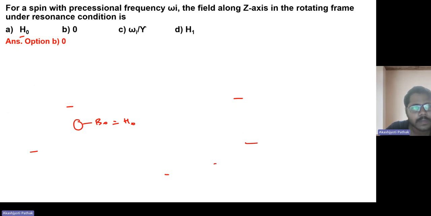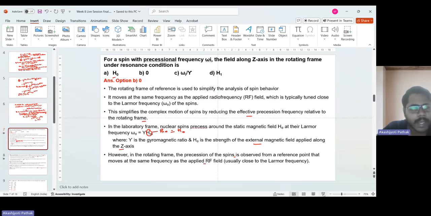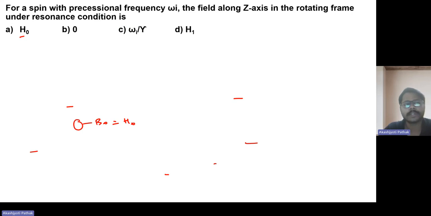So the question was, for a spin with precessional frequency omega I, the field along the Z axis in the rotating frame under resonance condition is. In the rotating frame. So the question has very clearly mentioned the field along Z axis in the rotating frame. So when you have changed the frame of reference from the laboratory frame to the rotating frame, under such a condition, what is the field that you will be seeing in the z-axis?